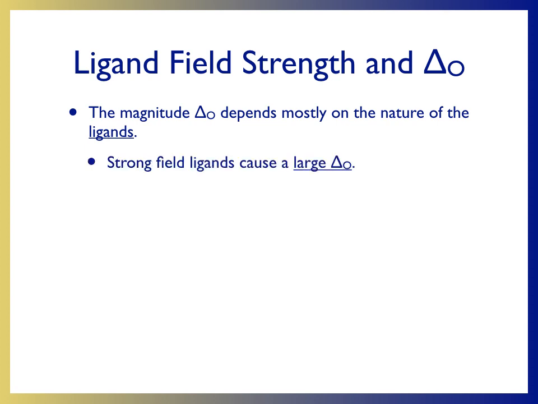There are ligands that interact very strongly with the metal cation and cause a large difference in energy between the split orbitals. We call these strong field ligands. Other ligands do not bond strongly or interact strongly with the metal cation, which means that they create a smaller delta O. We call these ligands weak field ligands. So how do we know which ligands are weak field and which ones are strong field?